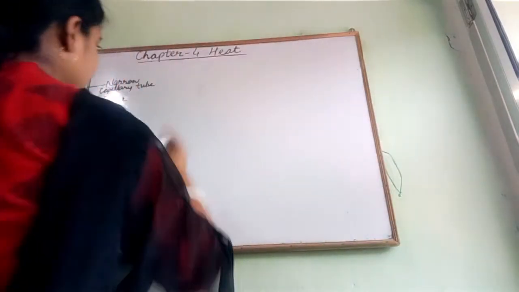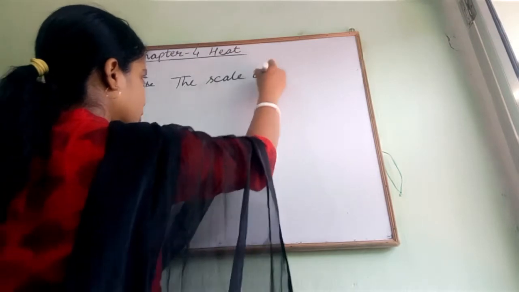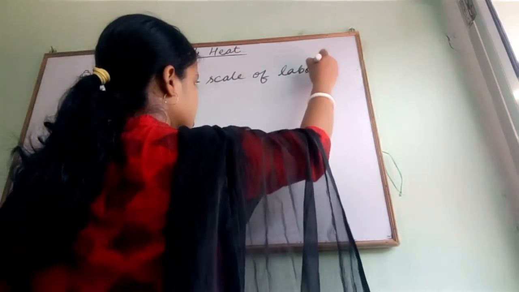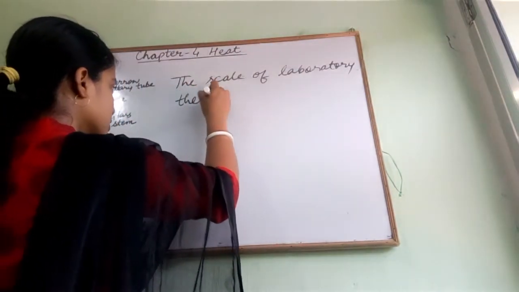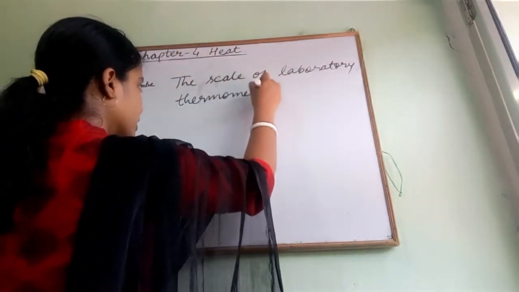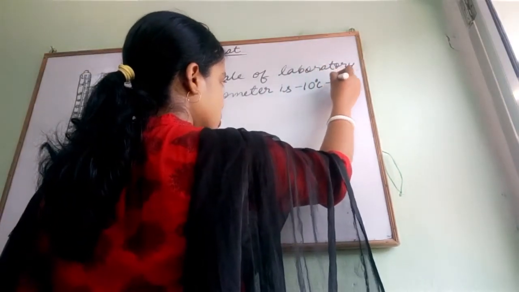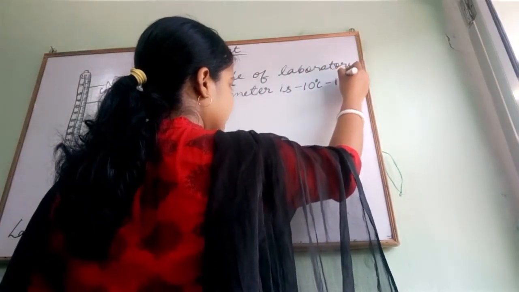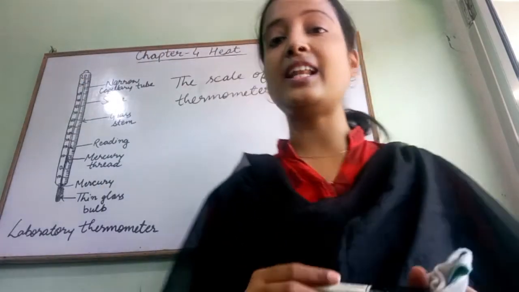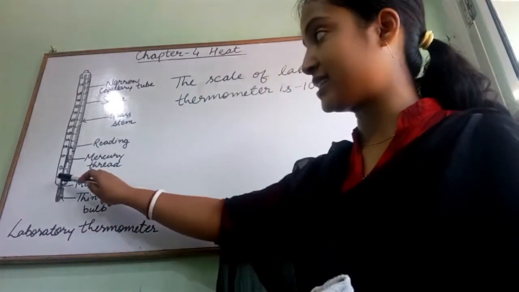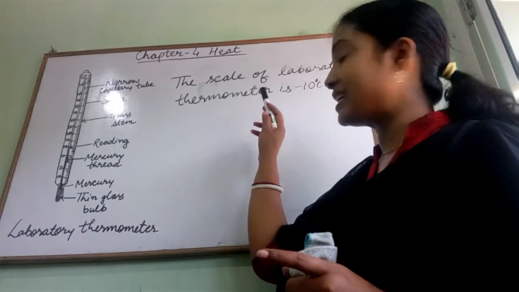So the scale of the laboratory thermometer is minus 10 degree Celsius to 110 degree Celsius. Okay, this is the scale of the laboratory thermometer. It is scaled over here, and this one is the scale.